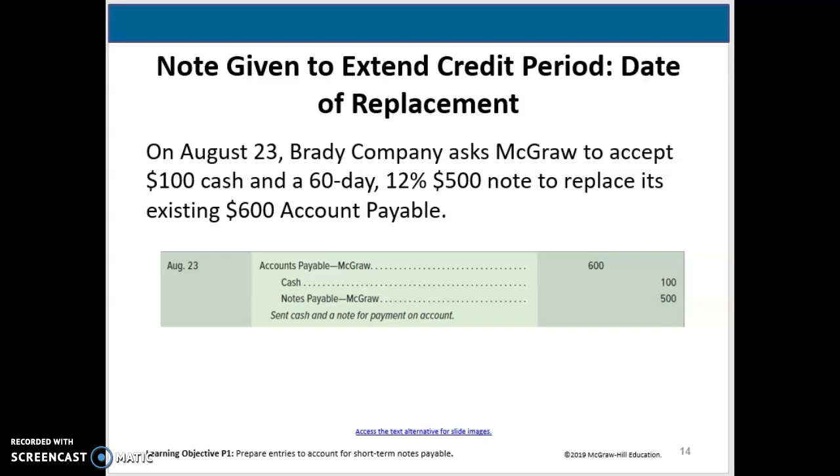So we're clearing out the accounts payable from McGraw. We're going to clear that out. The $600 accounts payable is gone. They're paying $100 of it. So we're paying cash at $100. So we're crediting cash, and we're creating a new payable, the notes payable of the $500 difference. Now remember, we're going to have to pay interest on top of that. So that's what we're going to see later on.